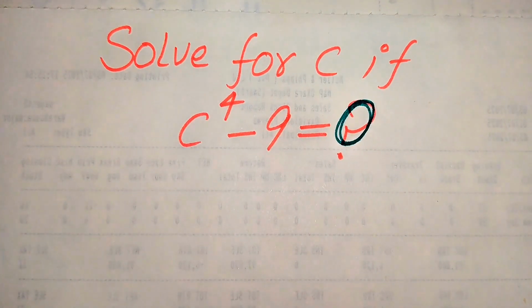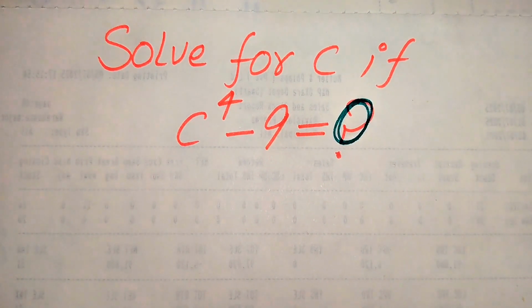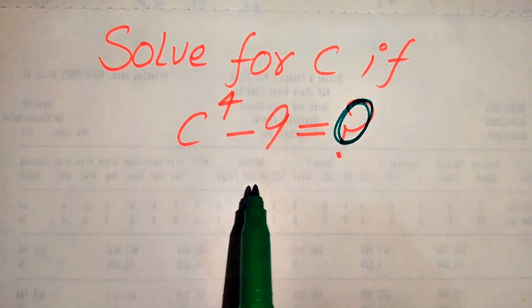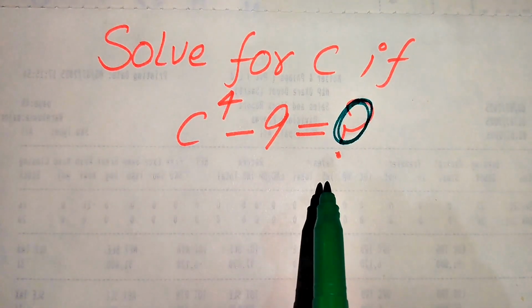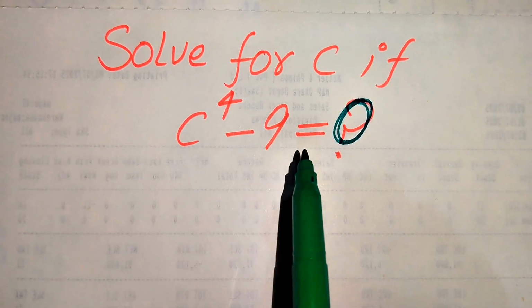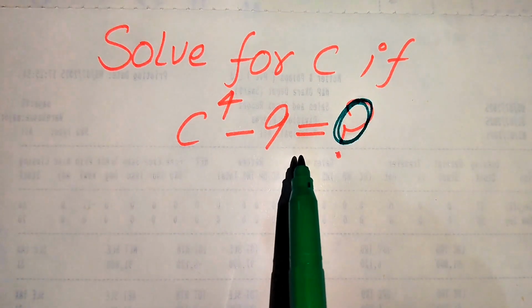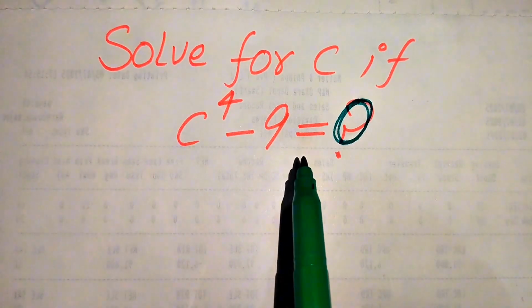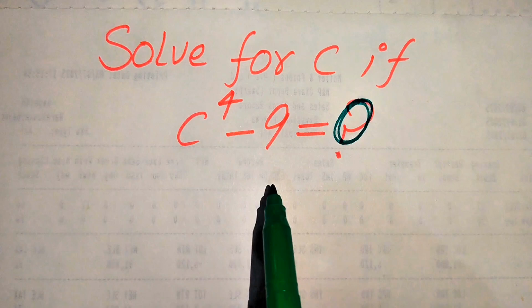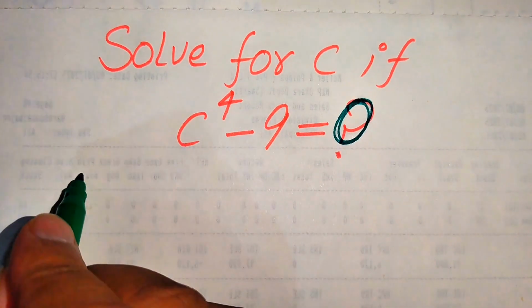Hello everyone, today I want to show you how to solve this problem for the values of c if we have c to the power of 4 minus 9 equals 0, and we solve this problem for all the values of c. So here we find all the values of c.